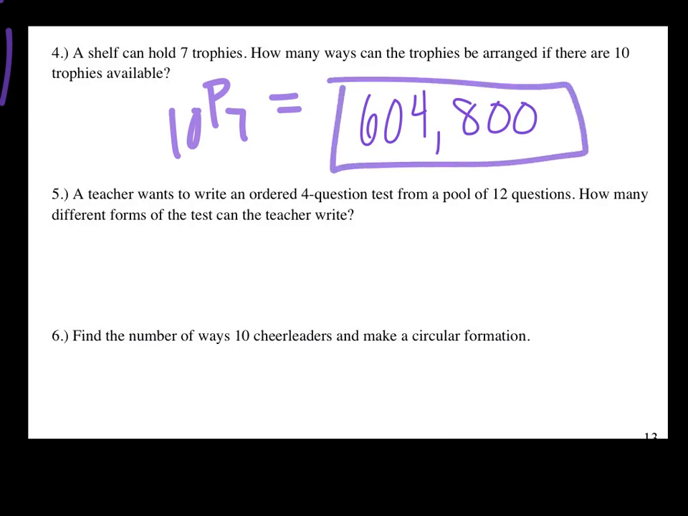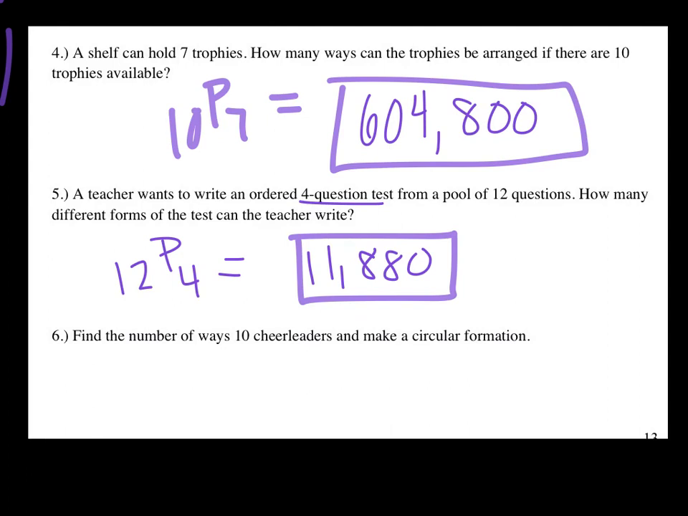Number 5, a teacher wants to write an ordered 4-question test from a pool of 12 questions. So how many different forms of the test can the teacher write? So we've got how many questions? 12. We're picking how many for the test? 4. So 12 pick 4 is going to be equal to 11,880 ways to make that test.